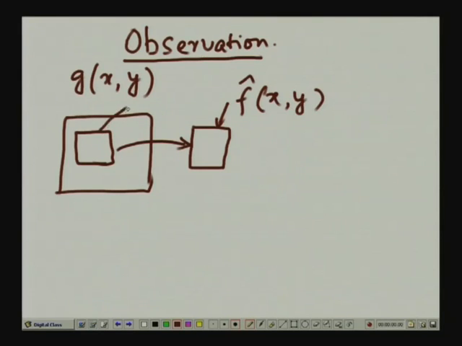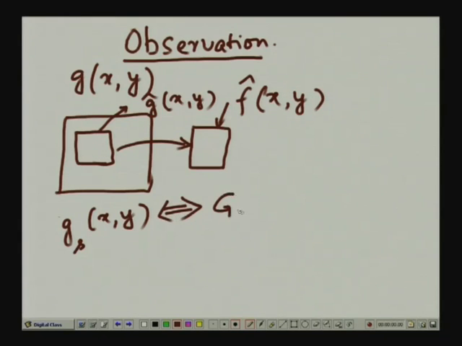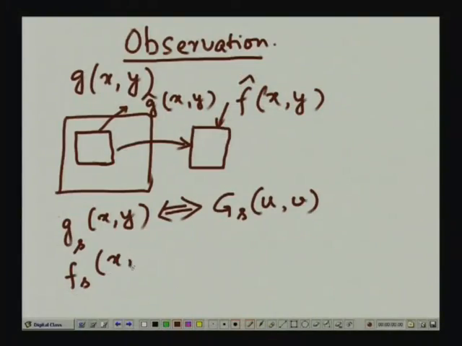and this is my degraded image. Let me call it g hat(x,y). And once I get this, I take the Fourier transform of this g hat(x,y), or because it is a sub image, instead of calling it g hat, let me call it g_s(x,y). I take the Fourier transform of this to get capital G_s(u,v). Similarly, the image that I have reconstructed by observation, what should be the actual image, I call it f_s(x,y), and from this, if I take the Fourier transform, I get the Fourier coefficients given by F_s(u,v).